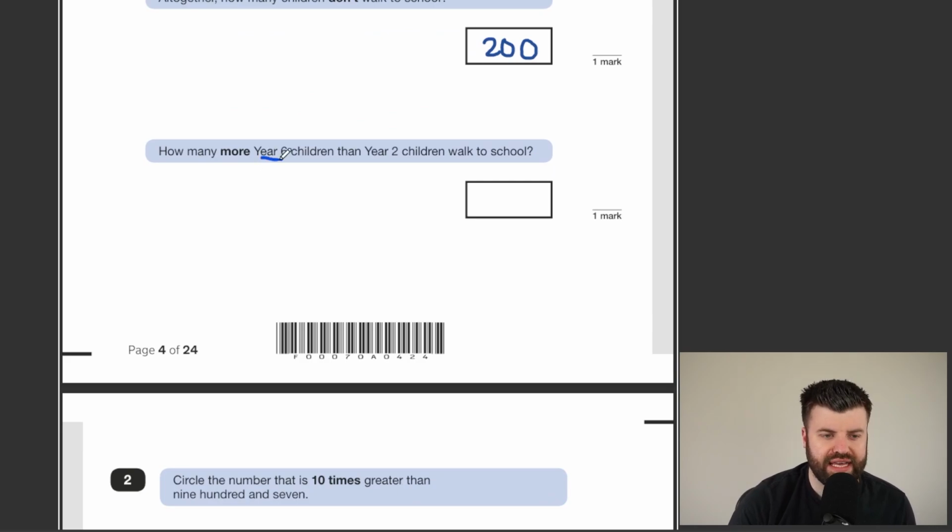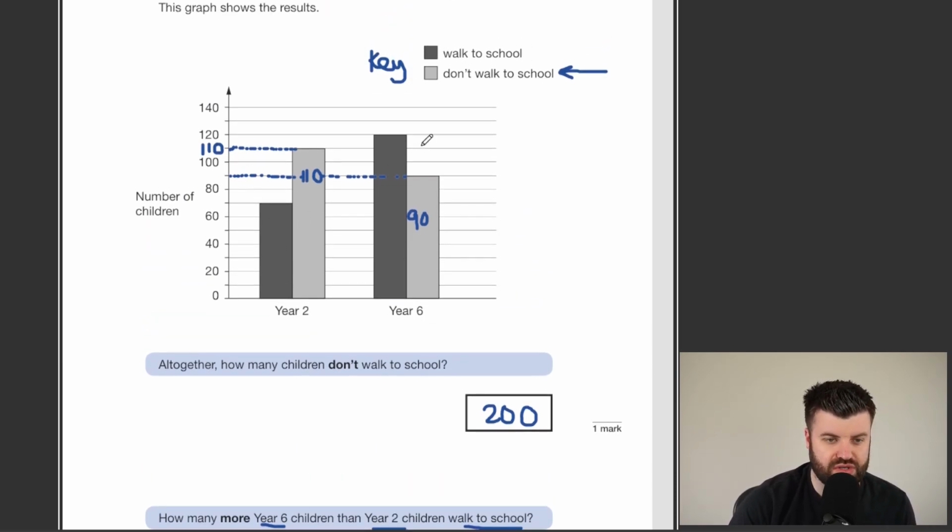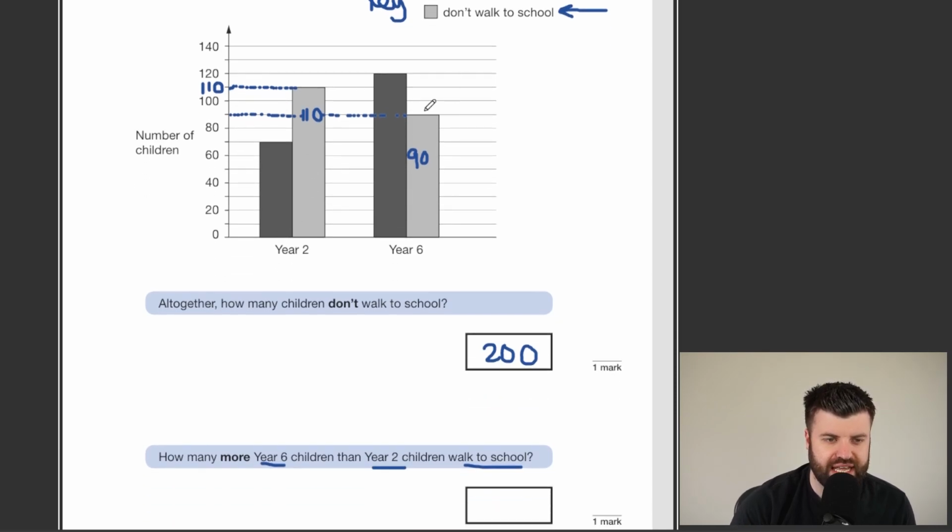How many more year 6 children than year 2 children do walk to school? So this time we need to still use both of the charts, but this time we're using year 2 who do walk to school, which is dark coloured shading in from our key at the top. So year 2, we go across again. Of course, it's in the middle. So 70 children walk to school in year 2, and in year 6, oh, luckily for us, it's not in between. We just read off 120 children walk to school in year 6.